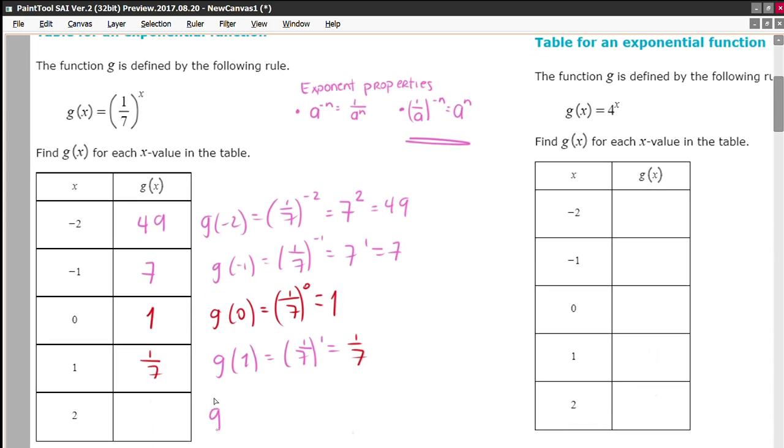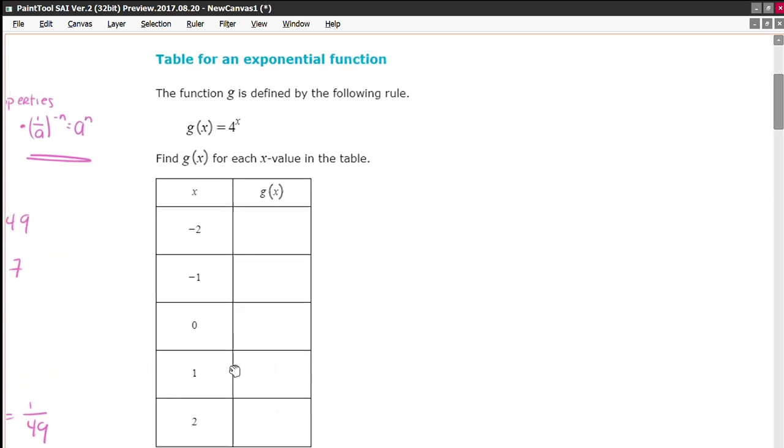Lastly, if I want to evaluate in 2, this is 1/7 to the power of 2. This is 1 squared over 7 squared. This is 1/49 by properties of exponents. And that's it.